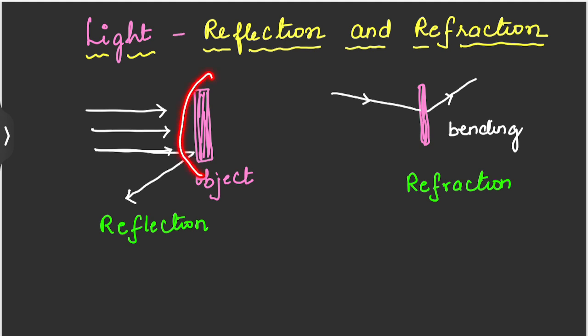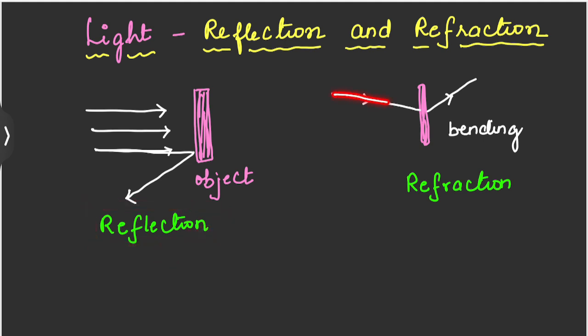That is, the object is there. If the light is hitting the object and it is bouncing back in the same medium, so it came from here, it is not passing through the object. Instead of passing through the object, it just bounces back like this. If this happens, then this phenomenon is called as reflection of light.